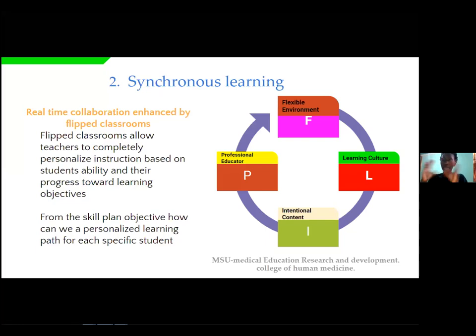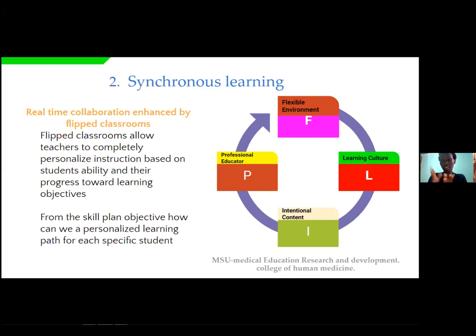A flipped classroom is basically an instructional strategy and a type of blended learning focused on student engagement and active learning, giving you, the teacher or educator, a better opportunity to deal with mixed levels, student difficulties, and differentiated learning preferences during in-class time. Flipped classrooms allow teachers to completely personalize instruction based on students' ability and their progress towards the learning objectives. So from the skill plan objective, how can we personalize the learning path for each specific student?